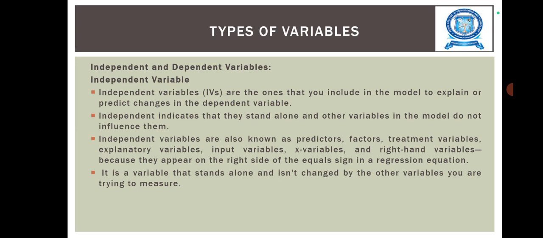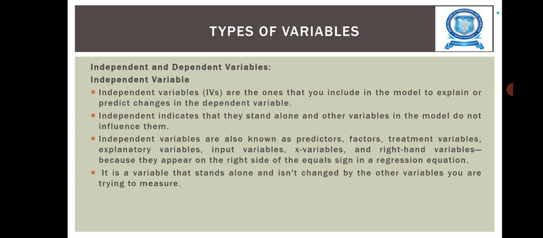The next one is independent and dependent variables. First, we are going to see the independent variable. That means it is the treatment manipulated by the investigator. Here the independent variables are the ones that you include in the model to explain or predict changes in the dependent variable. Independent indicates that they stand alone and other variables in the model do not influence them. Independent variables are also known as predictors, factors, treatment variables, explanatory variables, input variables, x variables, and right-hand variables, because they appear on the right side of the equal sign in a regression equation.